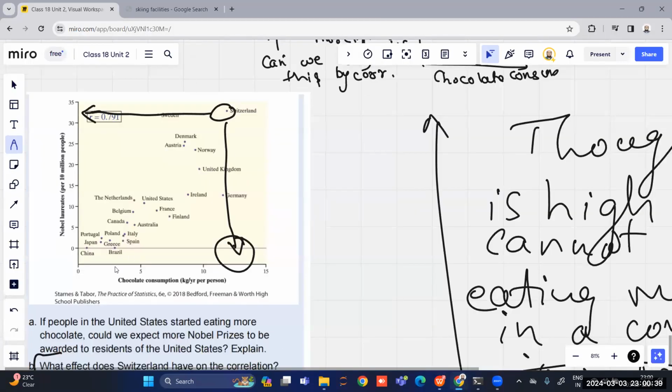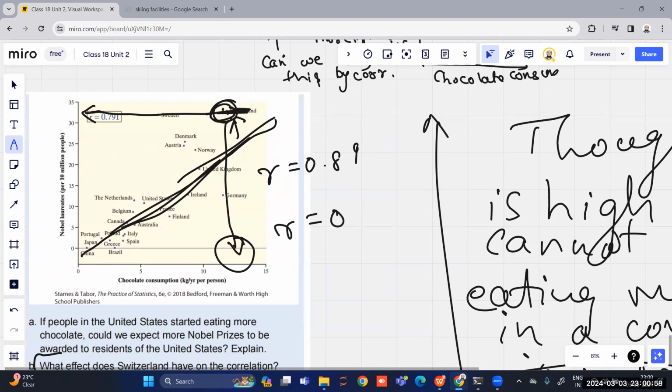For example, see the data points are generally here, in this line, and this Switzerland is away from this line, yes or no? So if we remove Switzerland, then it will be nearer to 1. If R is, suppose, 0.89, then if we remove that Switzerland point, it will become more clear, 0.97 something, closer to 1. Okay, this was the thing.